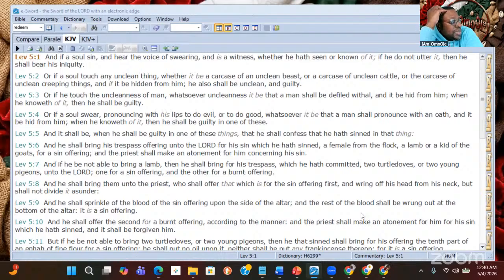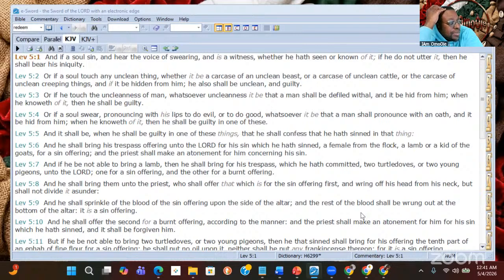And it shall be, when he shall be guilty in one of these things, that he shall confess that he has sinned in that thing. And he shall bring his trespass offering unto Jehovah for his sin which he has sinned, a female of the flock, a lamb or a kid of the goats, for a sin offering. And the priest shall make an atonement for him concerning his sin. And his kata'ah, it's not the same thing as the New Testament sin.